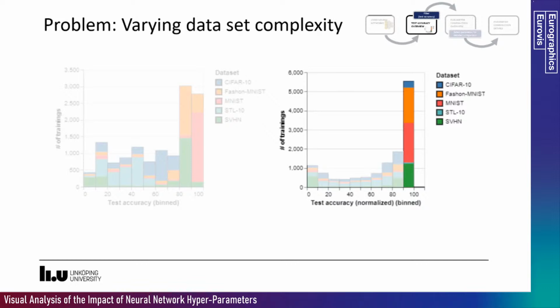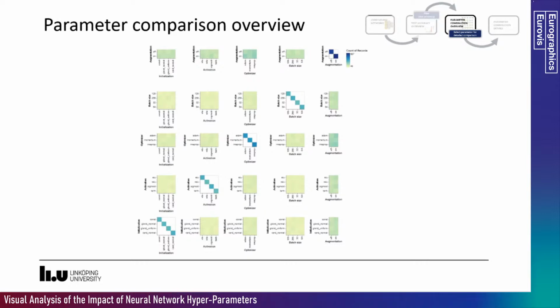The test accuracy range selection serves as a basis for exploring combinations of parameters. Because we are dealing with thousands of networks, we need to aggregate the information to obtain an overview. We do this through a heat map matrix. The heat map matrix represents the number of networks included in the selection for each combination of two parameters.